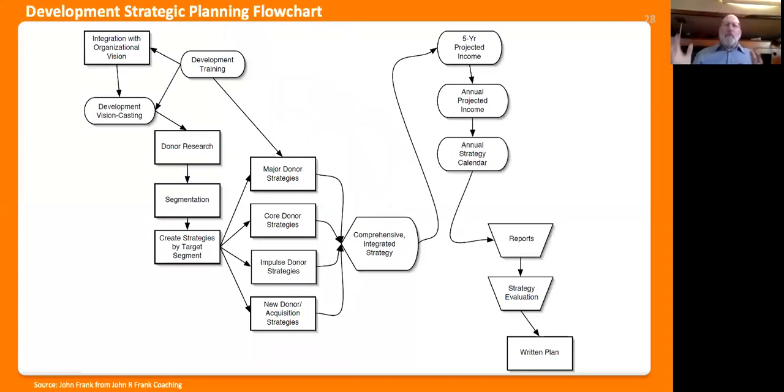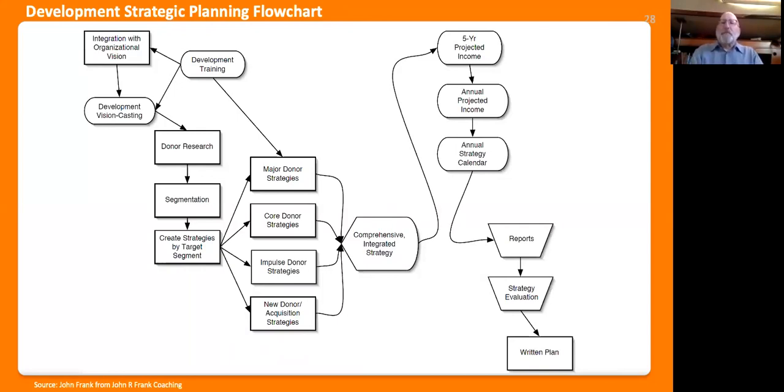As you look back now and look at the organizational vision, which the board and the executive director lay out, and the training, and now all the segmentation and the difference between these major donors and monthly core donors and impulse donors and new donors, and you look, wow, that really does present. If I do one strategy in each one of those boxes, I have a comprehensive integrated strategy.